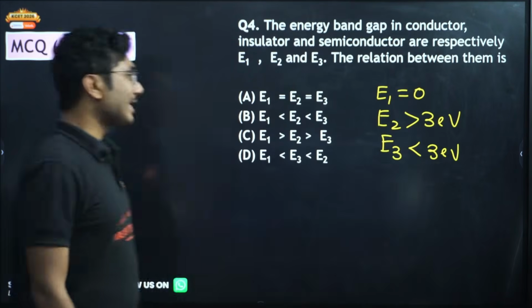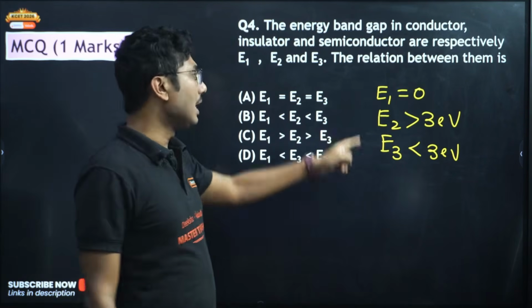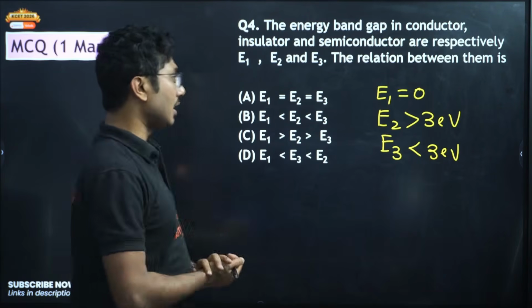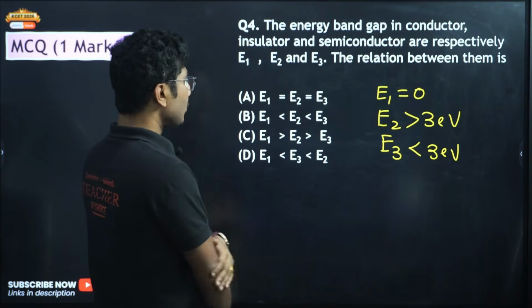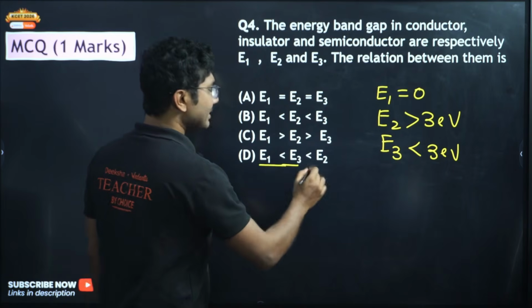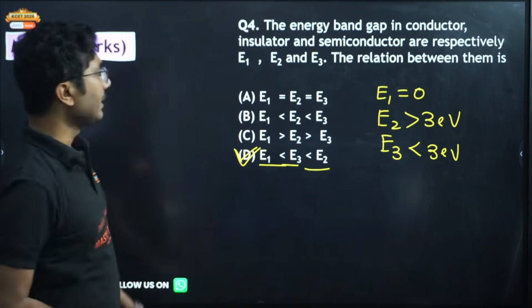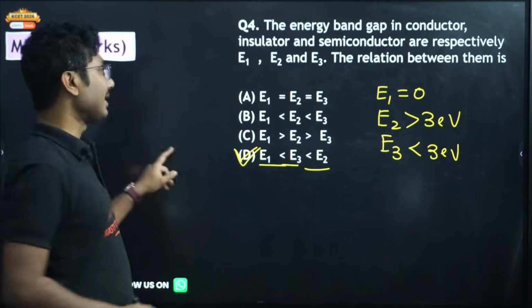Okay, so what we can say is that E1 is the smallest, E3 is in the middle, E2 is more than all the other options. So as you can see, the correct answer is E1 is smallest, E3 is next, and E2 is the largest. So the correct answer is option D. Clear? So for question 4, option D is the correct answer.